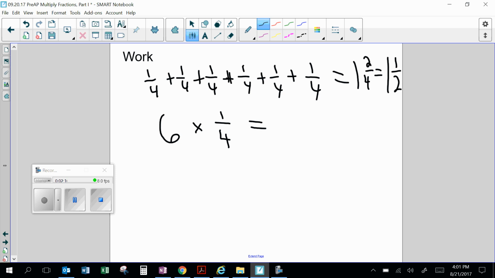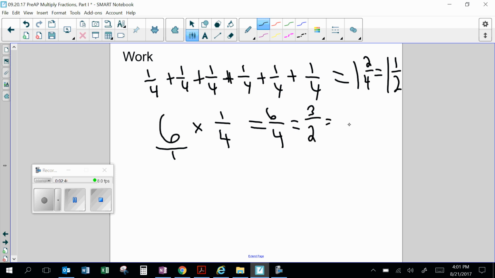So how can I turn this whole number into fraction form? Remember, it's a rational number. Rational numbers can be written such as this. So 6 times 1 is 6. Multiply the denominators. 1 times 4 is 4. So we get 6/4, which simplifies. If I divide both numbers by 2, I can get 3 halves.